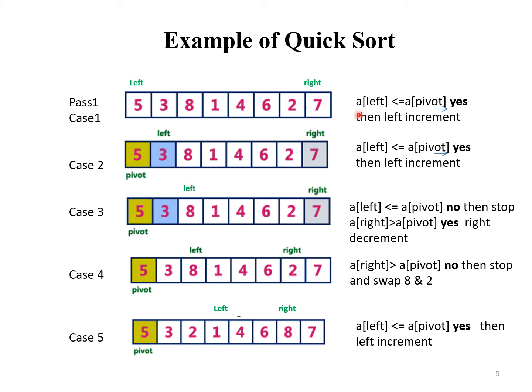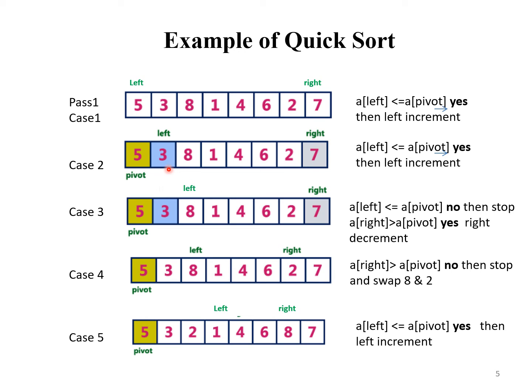So here we check a of left. A of left is also 5 and pivot is also 5. So a of left is less than or equal to a of pivot, meaning 5 is less than or equal to 5. This condition is true. Then left is incremented by 1. Now left is shifted to the first position.